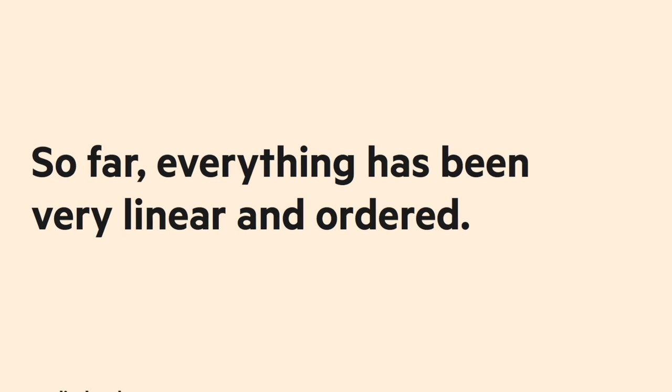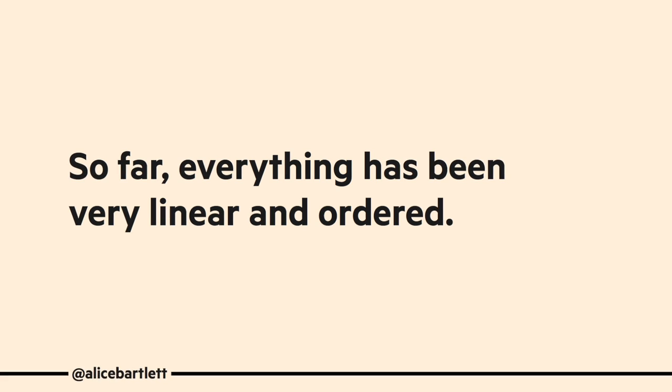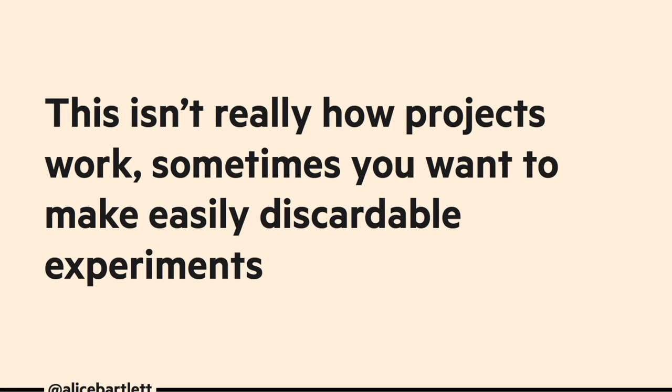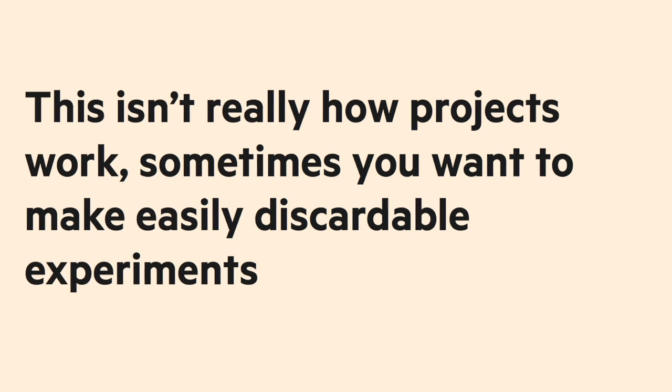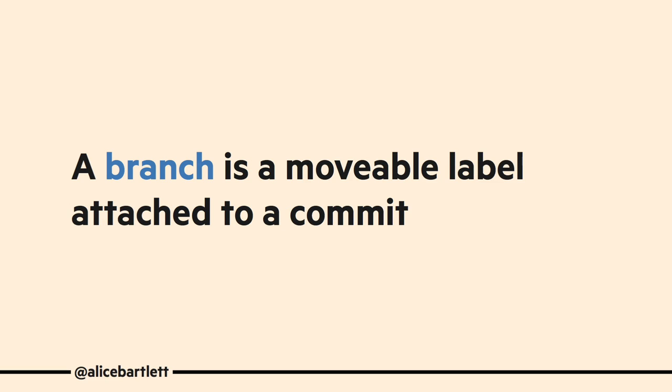Thing number three is that Git helps you experiment. So far everything's been very linear, everything's just one thing after another, but that's not really how work actually is. Sometimes you want to make easily discardable experiments. The way you do this in Git is with branches. So a branch is a movable label that points to a commit.